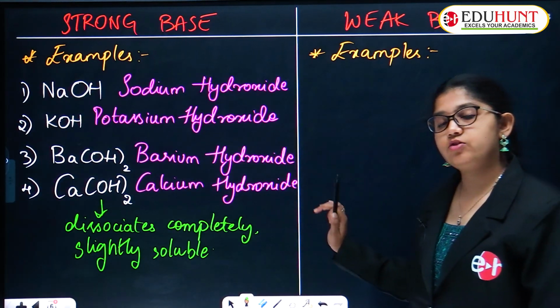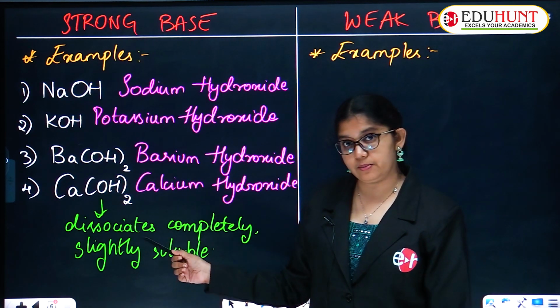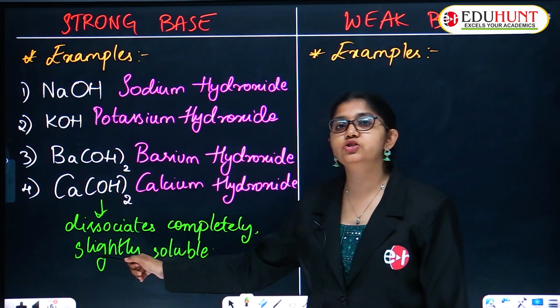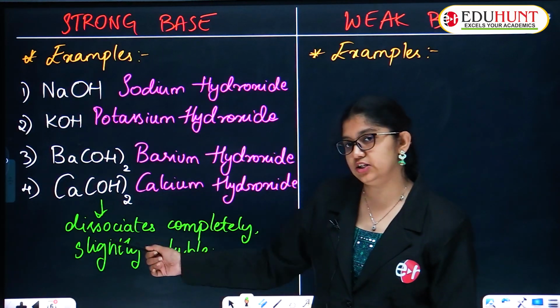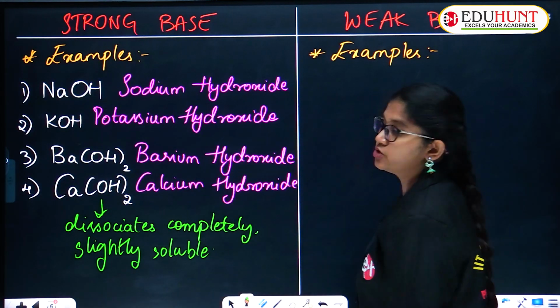In many of the books they represent it otherwise, but in the case of complete dissociation, we have to write it in the strong base category. What is that? Calcium hydroxide. Once again, calcium hydroxide. These are the examples of strong bases.